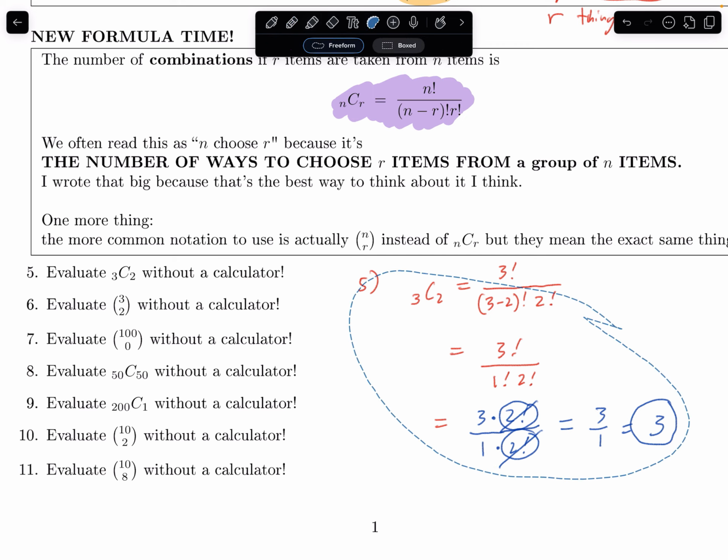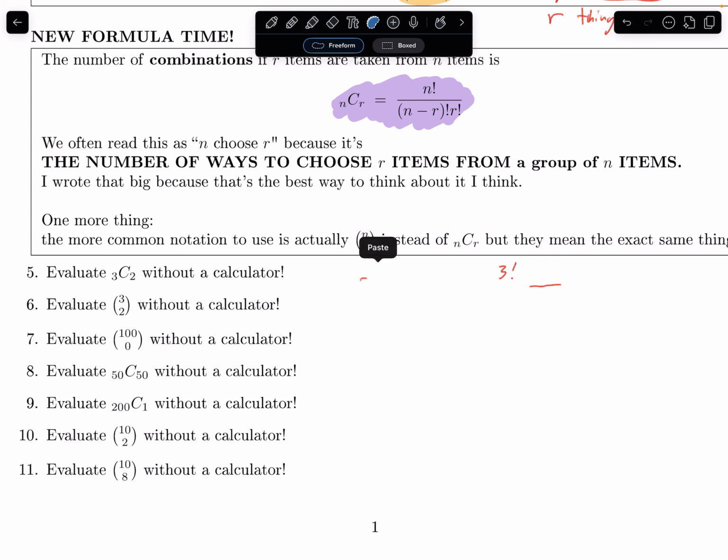Okay, last thing, delete. All right, that was number 5. Let's go on to number 6. Kind of a trick question, not a trick question, but this is also 3 choose 2. I'm going to just say same as 3 choose 2. The only purpose for this question is to remind you that those two things are exactly the same. Since I just did number 5, I'm just going to write the answer, which was 3. So that is it. 6 done. Easy.